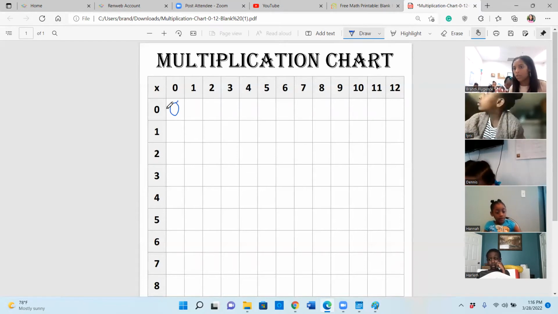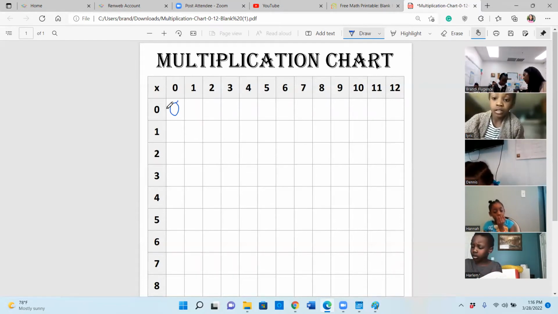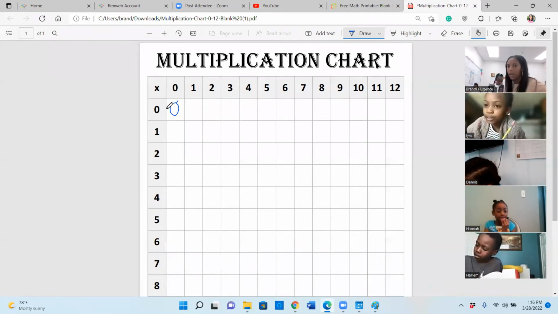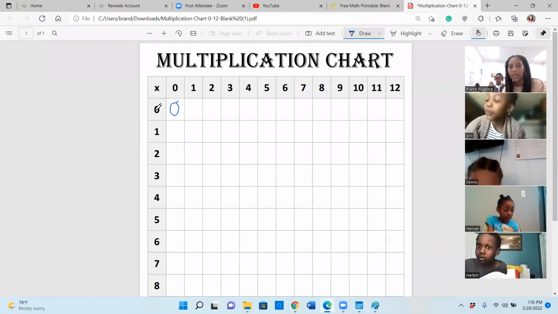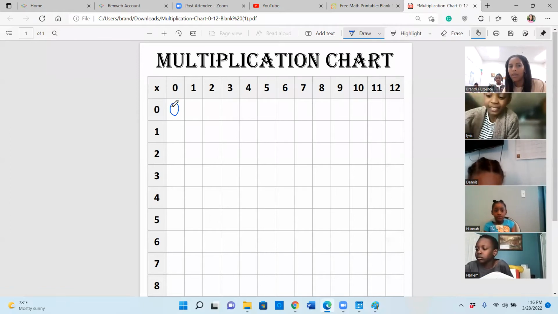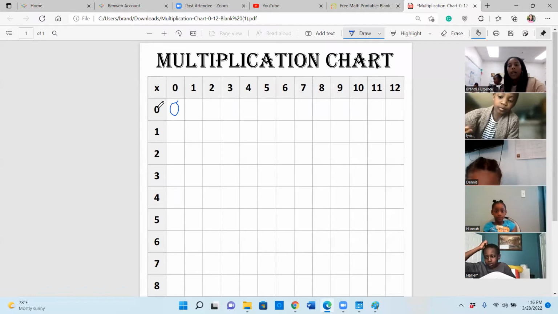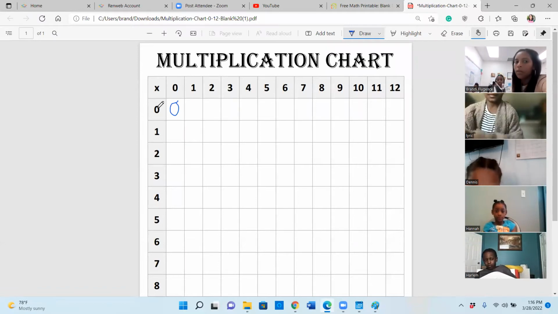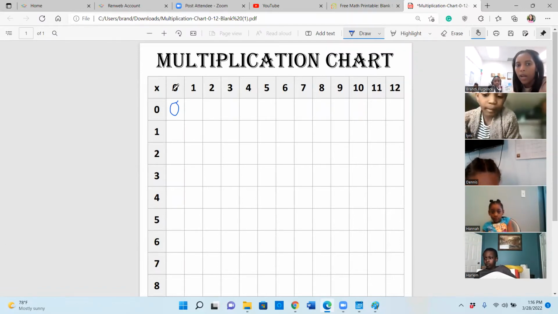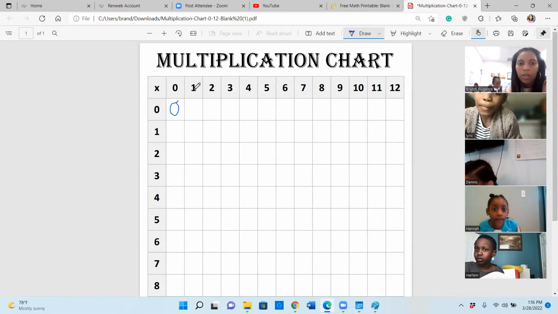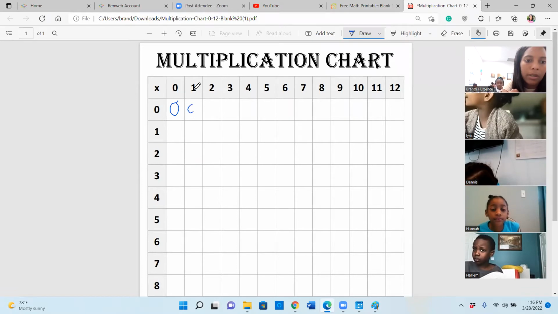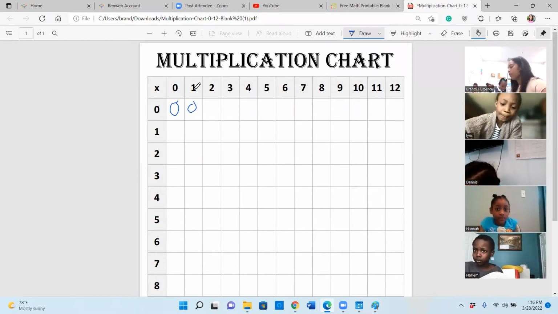So that's what you need to do. 0 times 0 is 0. Okay, so there's 2 zeros. Did y'all see how I did it? I start here on this side. I said 0 times 0 equals 0. All right, let's go to the next one. We're still on 0. Now I'm going to ask what's 0 times 1. That will be 0. This shouldn't be hard because we know everything times 0 is going to be 0.